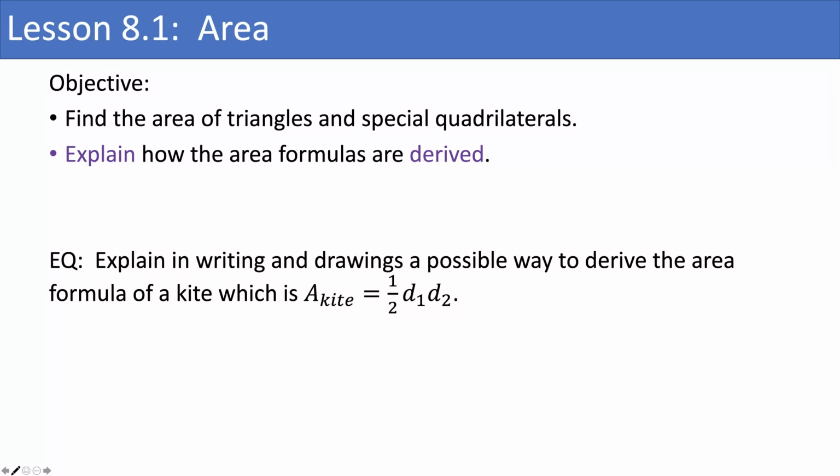So for your EQ today, your question is about finding a way to derive the formula for the area of a kite. I already have the formula, but how does that come to be? Please make sure you can show it in writing and in a diagram, and maybe a short explanation to the side of that.